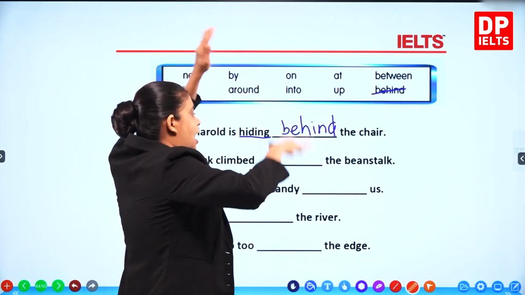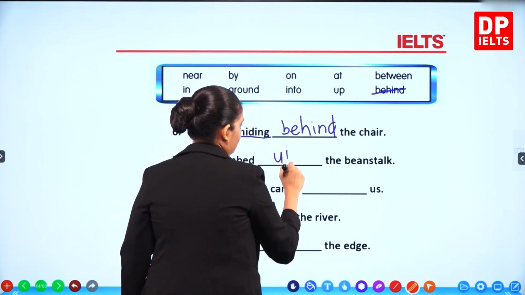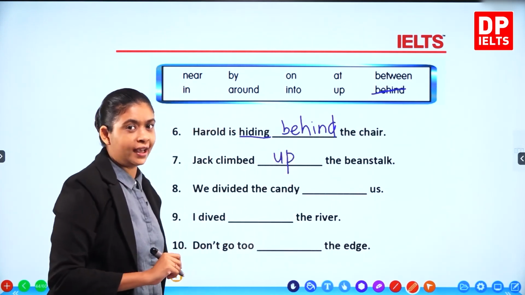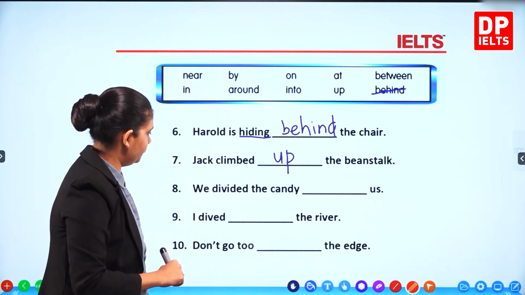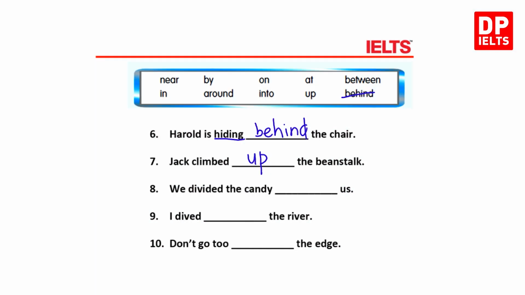Jack climbed up the beanstalk. Remember Jack and the Beanstalk? It's a fairy tale, so Jack is climbing up the beanstalk. Jack climbed up the beanstalk.